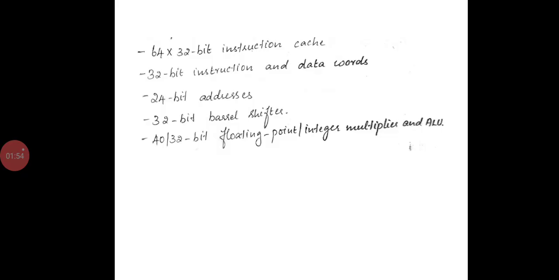It also consists of a 64 cross 32-bit instruction cache, 32-bit instruction and data words, 24-bit addresses, a 32-bit barrel shifter, and 40 cross 32-bit floating point integers and multipliers, and ALU. That's about the floating point architecture.